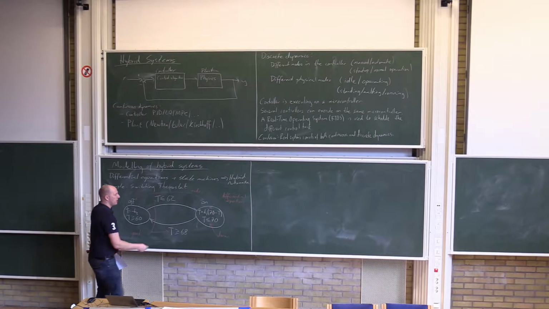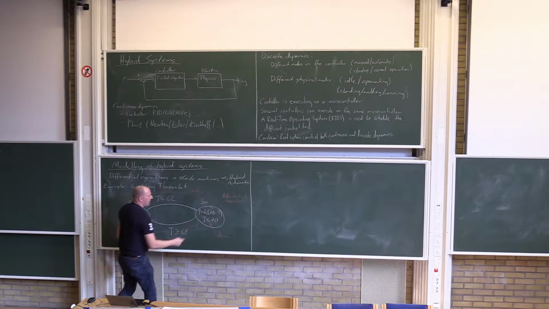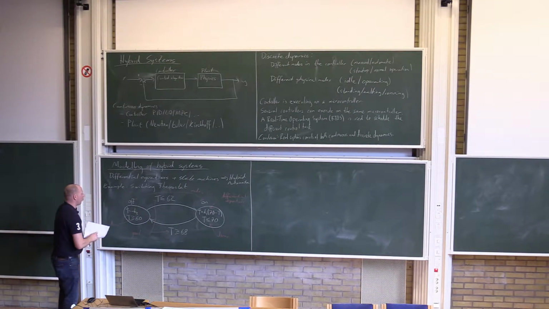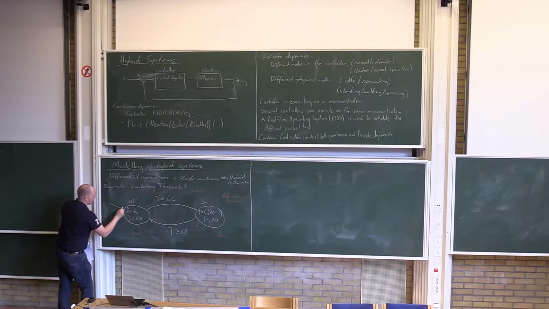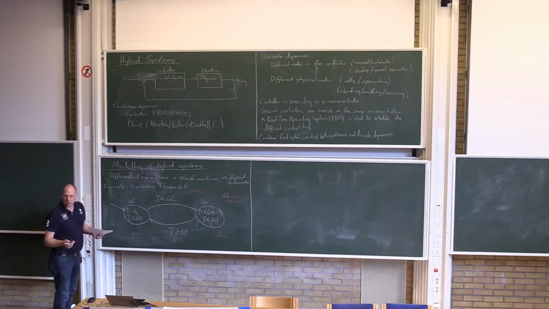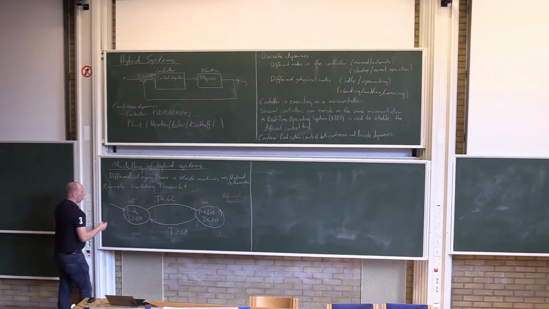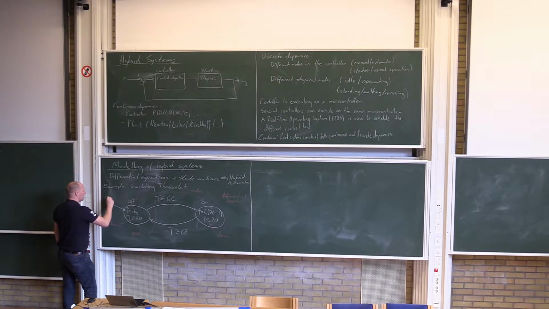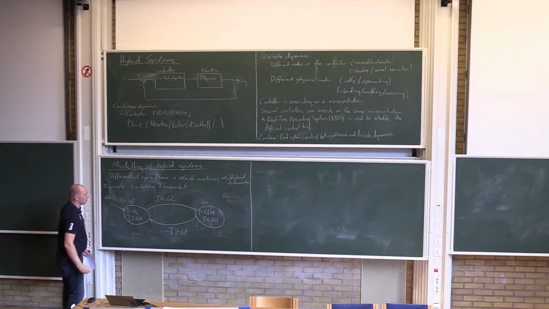So this mode can only be active if T is less than 70, and in this other mode if T is larger than 60. Then let's say this is the initial mode, and we also need some initial temperature. It doesn't necessarily have to be a fixed initial temperature. It could be just a constraint saying that T is between 60 and 70 when it starts.